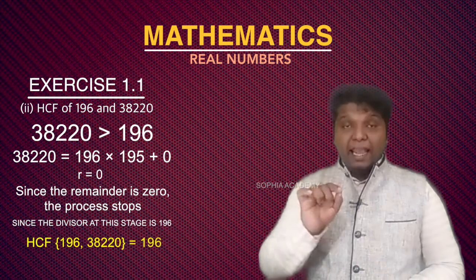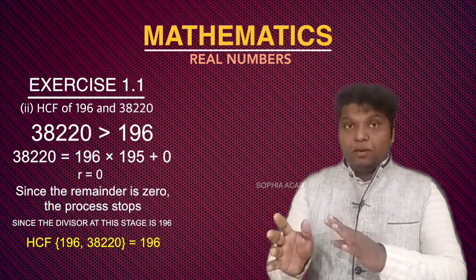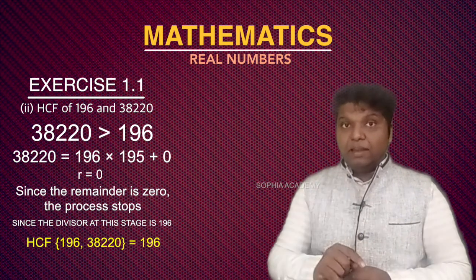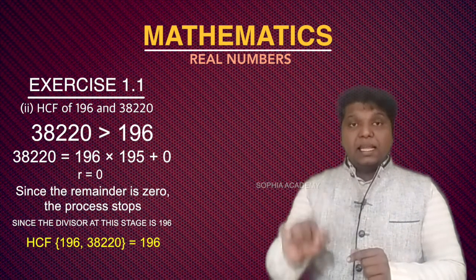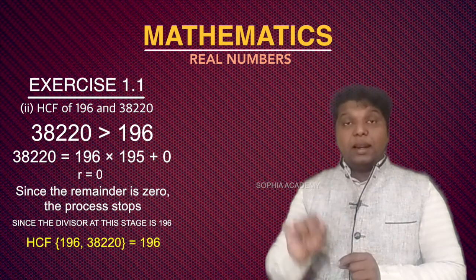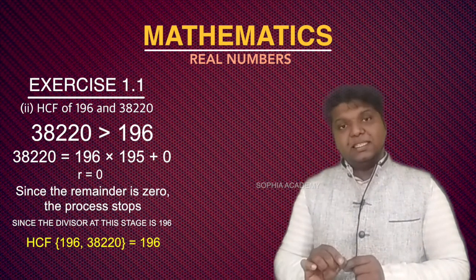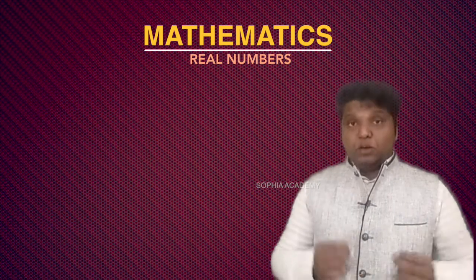We will write it as HCF of, with the numbers within brackets, but we will read it as HCF of. We will never read it as HCF bracket. HCF of 196, 38,220 is equal to 196. Clear? Question number 3.